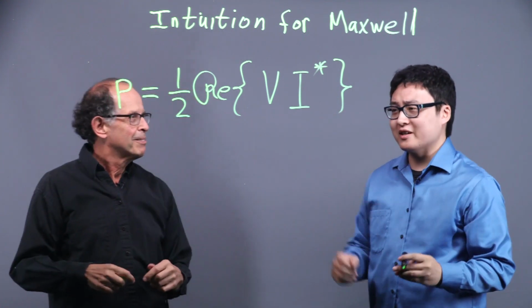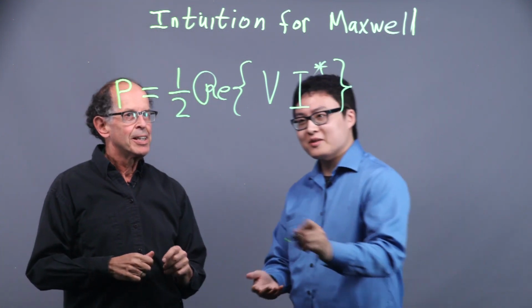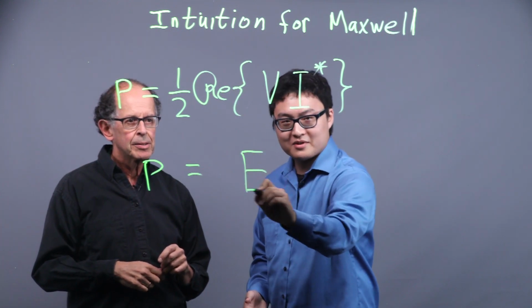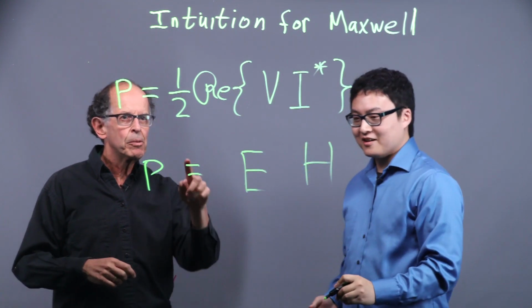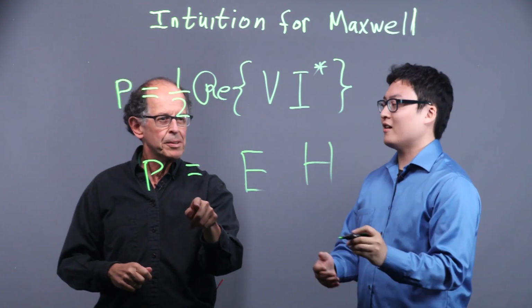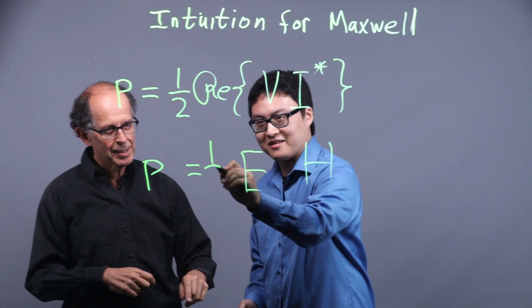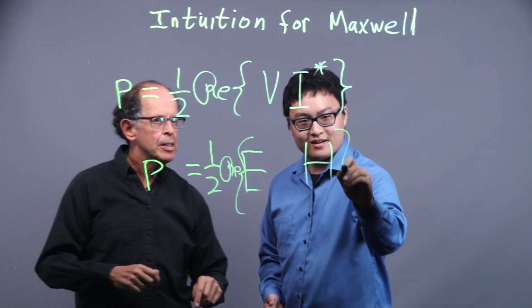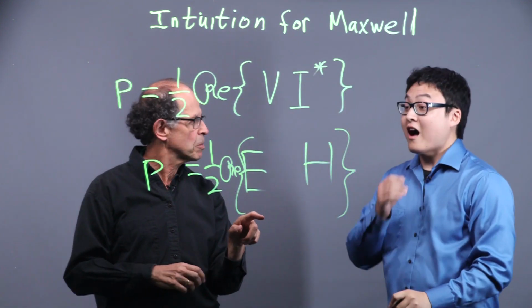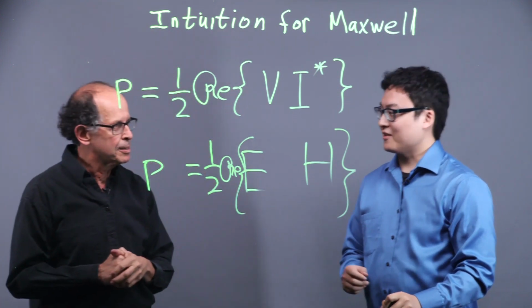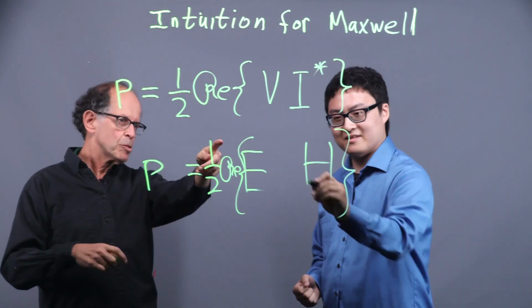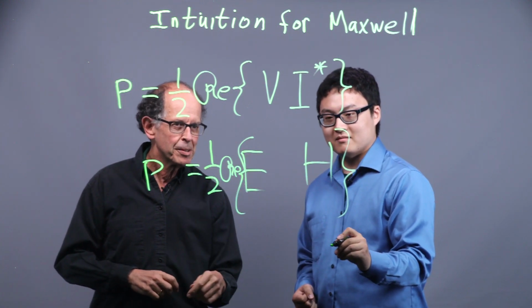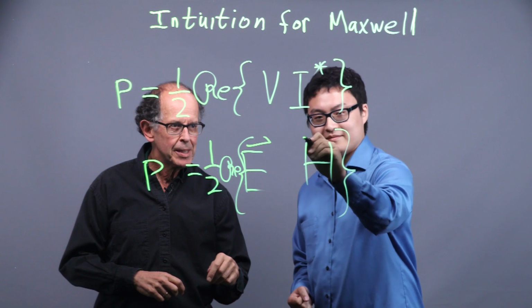Well, can't we just be straightforward and say P is E times H? Well, wait a minute. What about the half and the real? Let's put that in. E times H. Now wait, E and H are vectors, right? So let's put that in. Then maybe we should do a cross product. Well, before we do that, let's see what happens if we just keep it like that and put a vector sign over the E and the H.